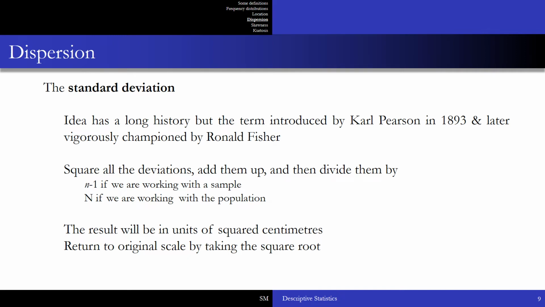Notice that we have to make a decision. Are we working with a sample from a population, or are we working with the population itself? And I'll say a little bit more about why this difference. If we do this, the result will be in units of squared centimetres, which is a little bit odd. We can of course then easily return the measure to its original scale by simply taking a square root, and if we do that, we have the standard deviation.